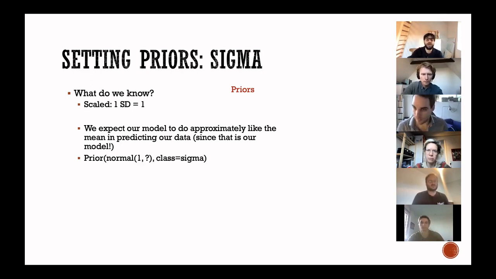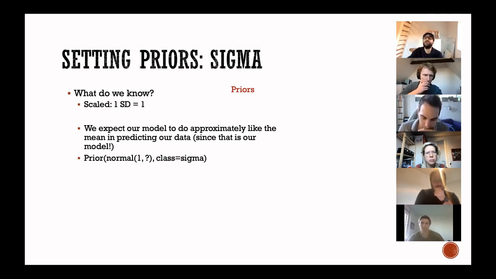So we start by writing prior, normal distribution, mean of 1. That's the average expected error. We don't know the standard deviation yet, and we specify that that's the prior for sigma. So the next step is sometimes tricky. Now I've run it so many times that it's not tricky for me anymore, but I realized that it might be for other people.